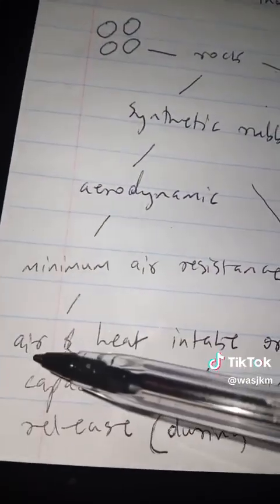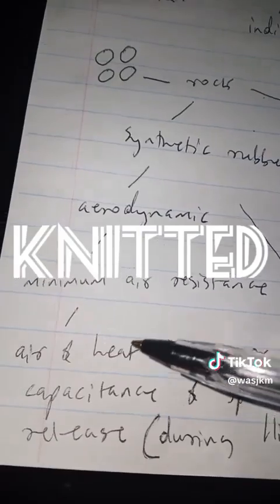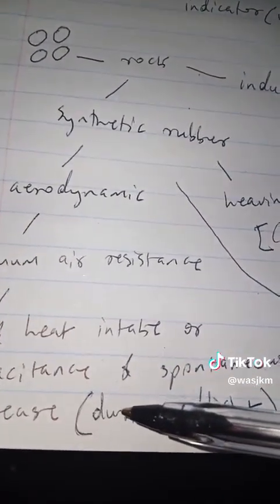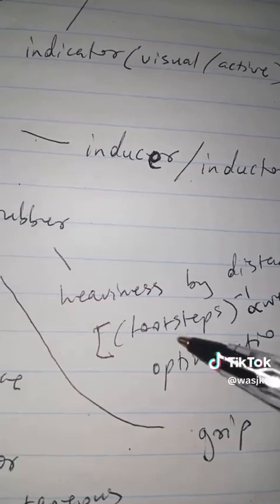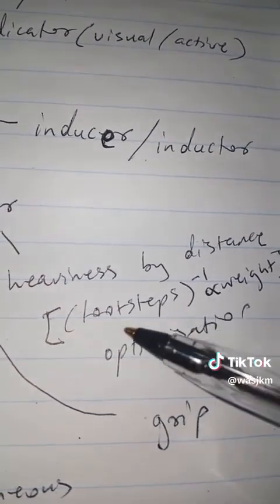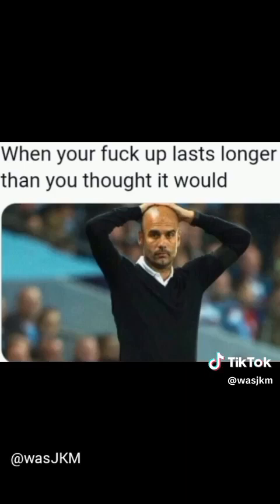Self-explanatory. Air and heat intake capacity knitted into the material, plus its heaviness, taking into account the number of footsteps by the thrower. Okay, sure, right. The entertainment minute is over now.